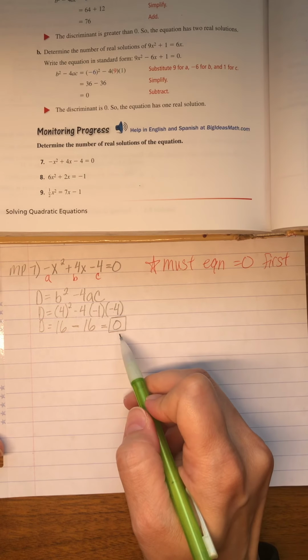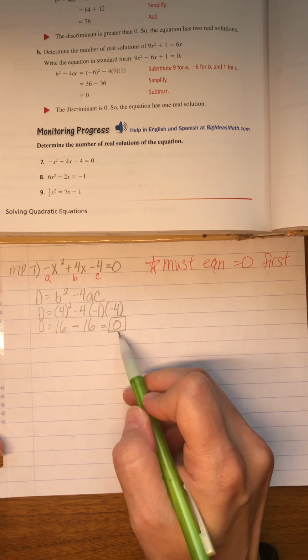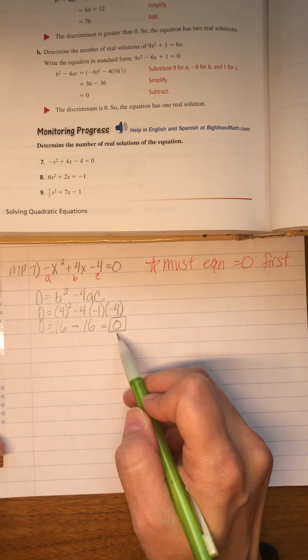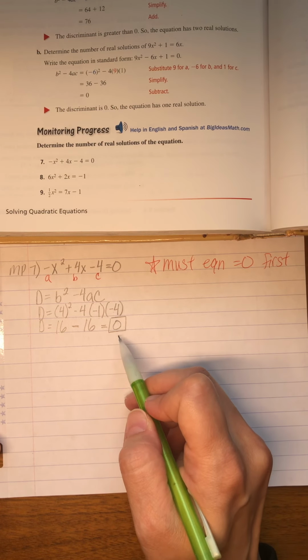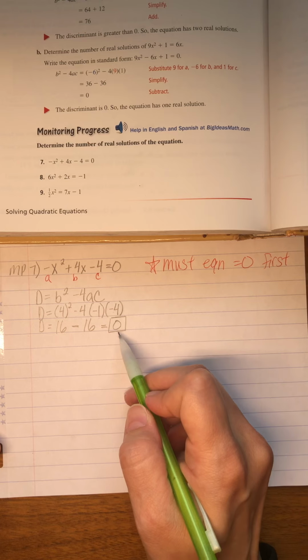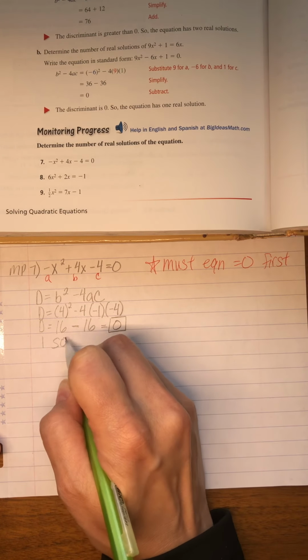So when our discriminant is 0, our graph is only going to give us 1 solution. Remember, this is the number that's under the radical. So our next step, if I were doing the quadratic formula, would be to square root 0. But there's only 1 square root of 0. So that's why this only has 1 solution.